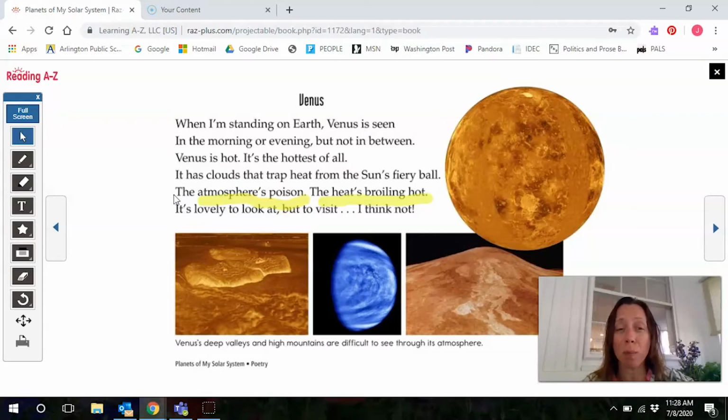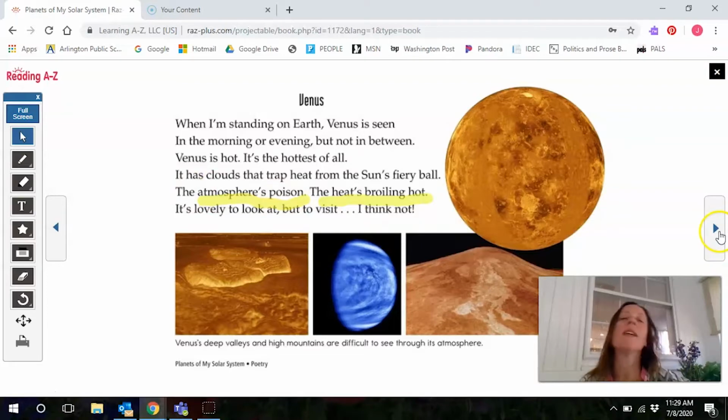So the atmosphere's poison, oh, the heat's broiling hot. Well, broiling is when you can cook something extra hot, like in the oven, you can broil it. It's one of the hottest settings when you're cooking. The atmosphere is the air around us, the gas that's surrounding us. It is so hot that it can be poisonous. And that's why it's so hard to see through it. And you can't see the valleys or the mountains very well.